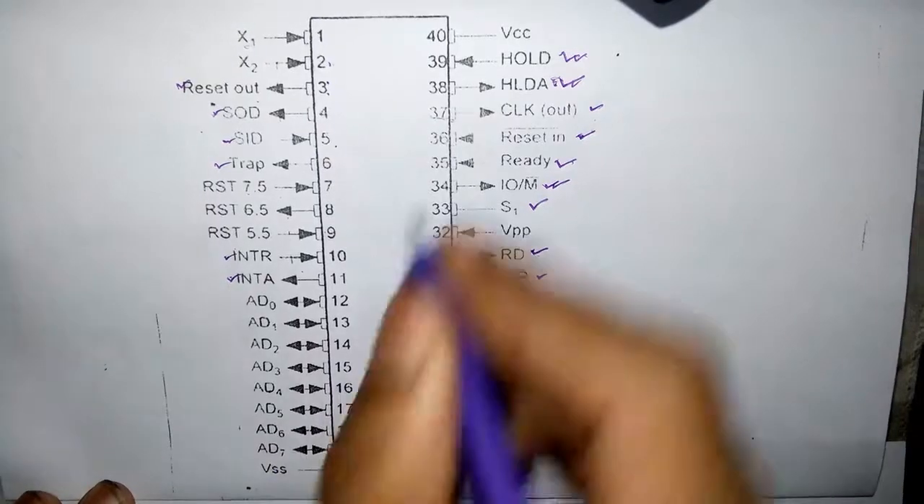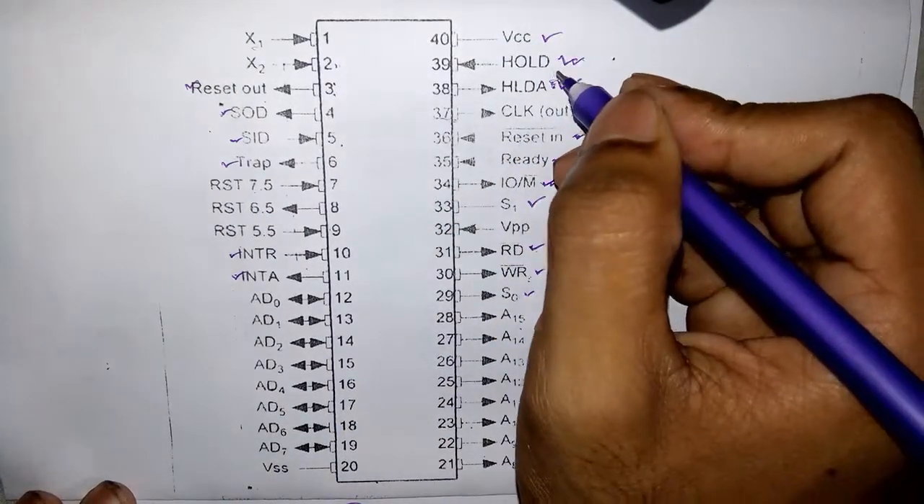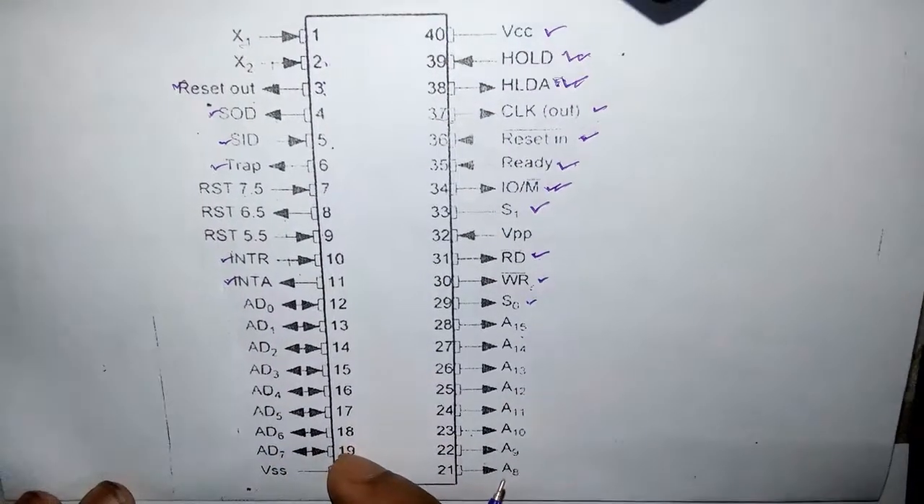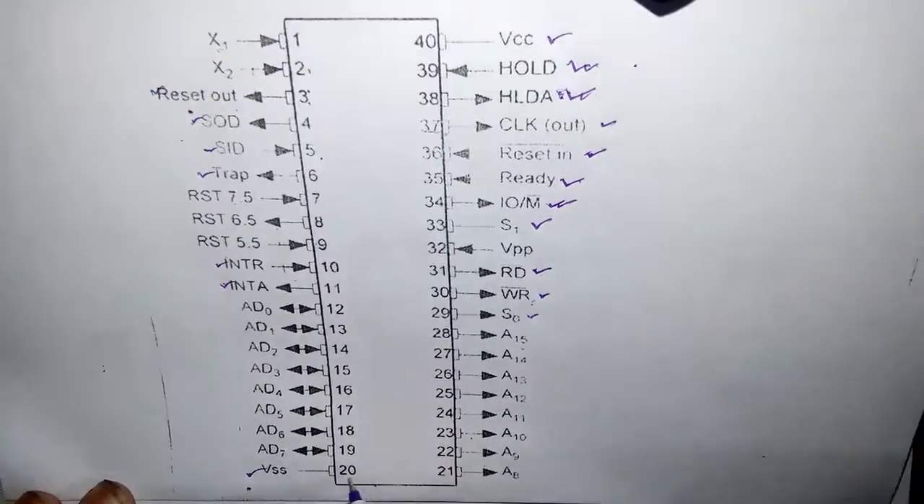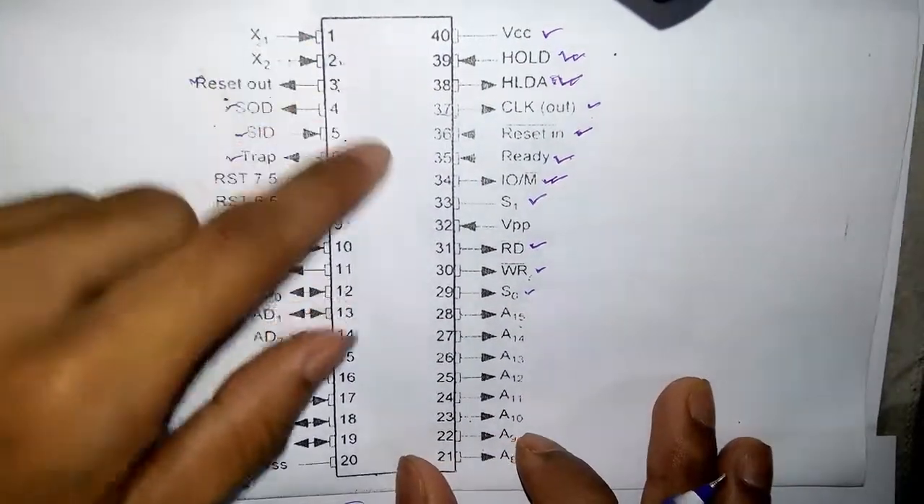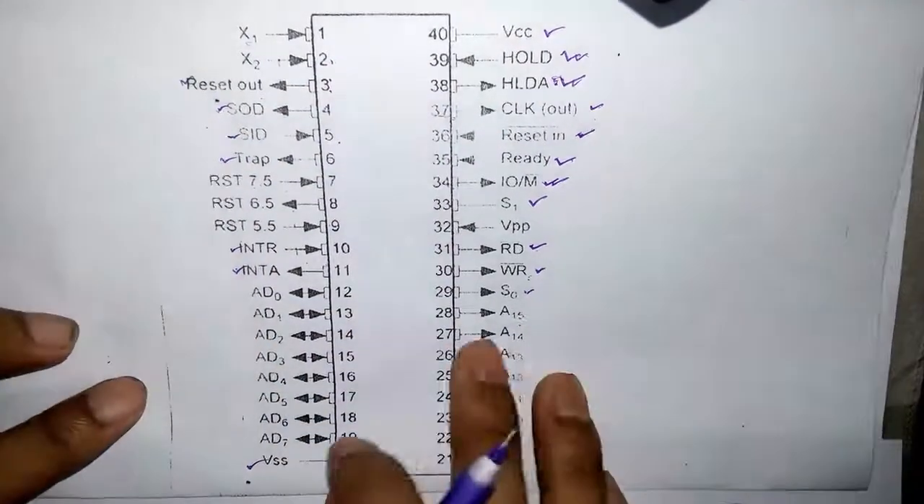So next is VCC. VCC means plus 5 volt power supply, and VSS, which is pin number 20, means ground reference. So those are the pin descriptions of the 8085 microprocessor.